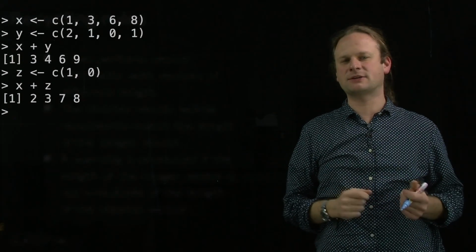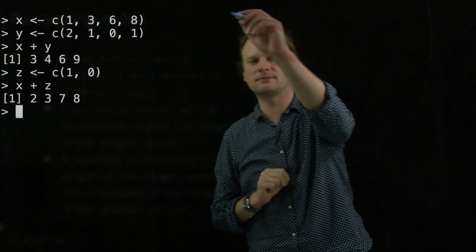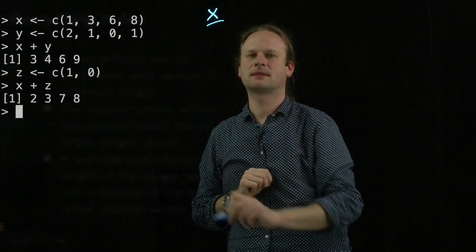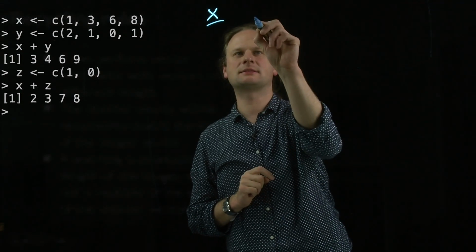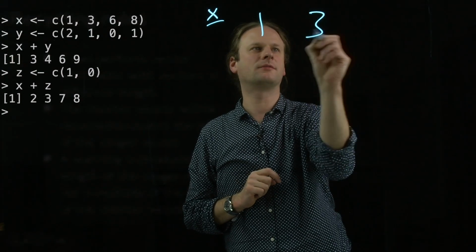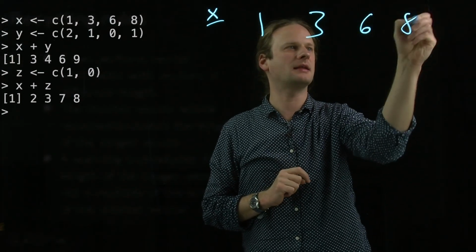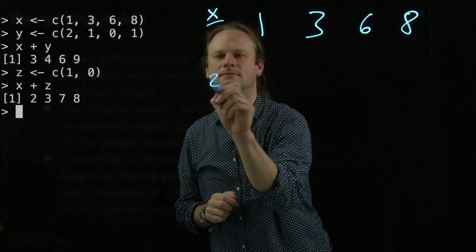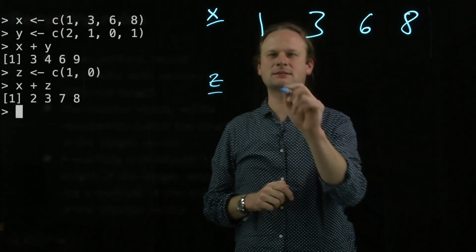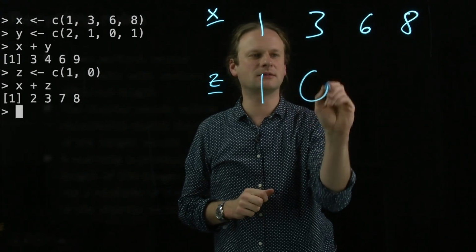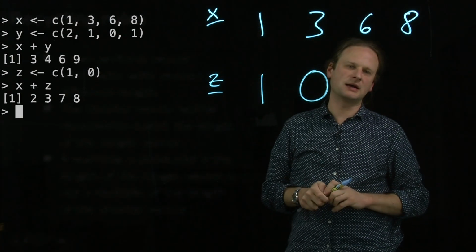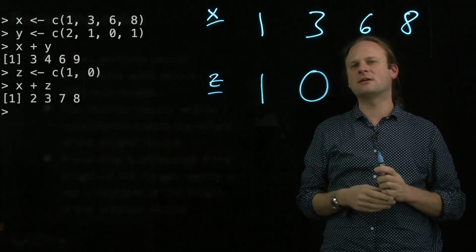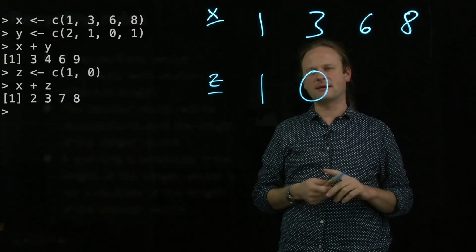But where does that vector actually come from? Let's write it down. Let's start with x. X contains the numbers 1, 3, 6 and 8. Z, however, just consists of the numbers 1 and 0. Now, how is R meant to add up two vectors of different length? Well, that's where the recycling rules come into play.